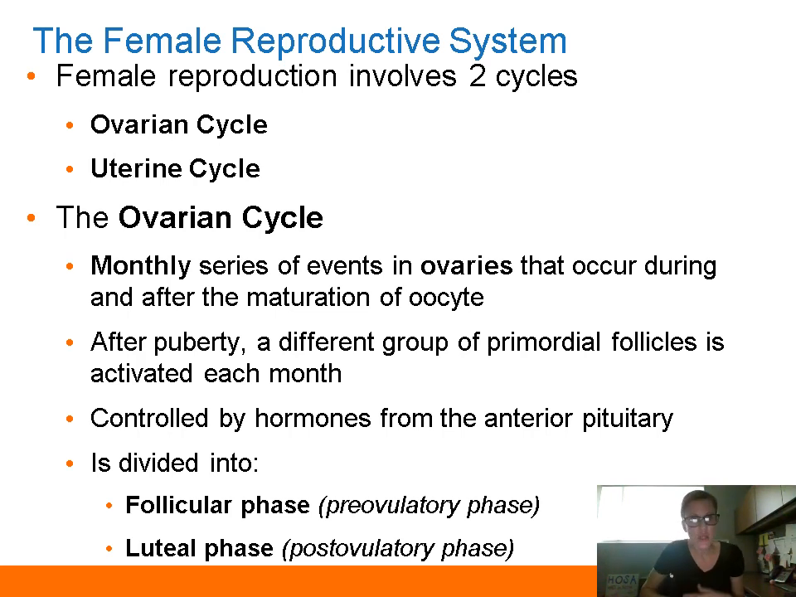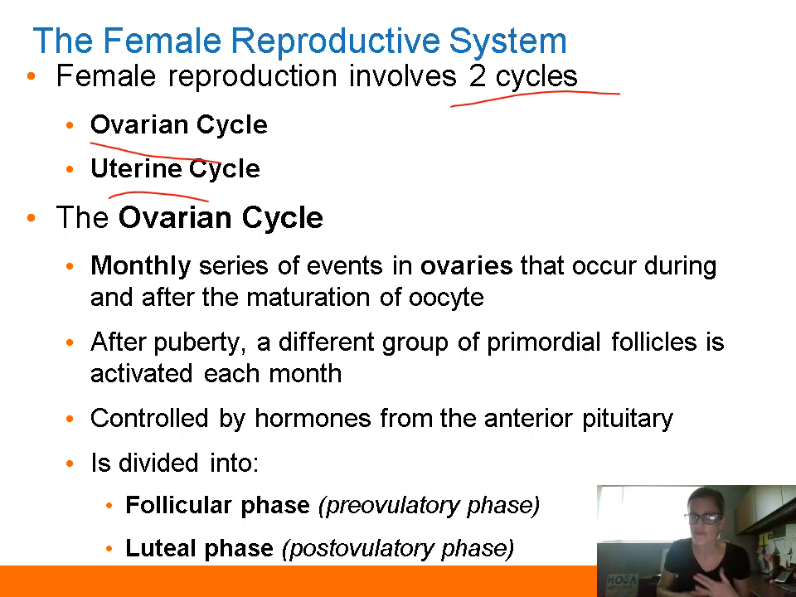Okay, so the functioning of the female reproductive system involves two monthly cycles that work together with each other: the ovarian cycle and the uterine cycle. These are very complex cycles and they're integrated with each other. So we'll start with the ovarian cycle.